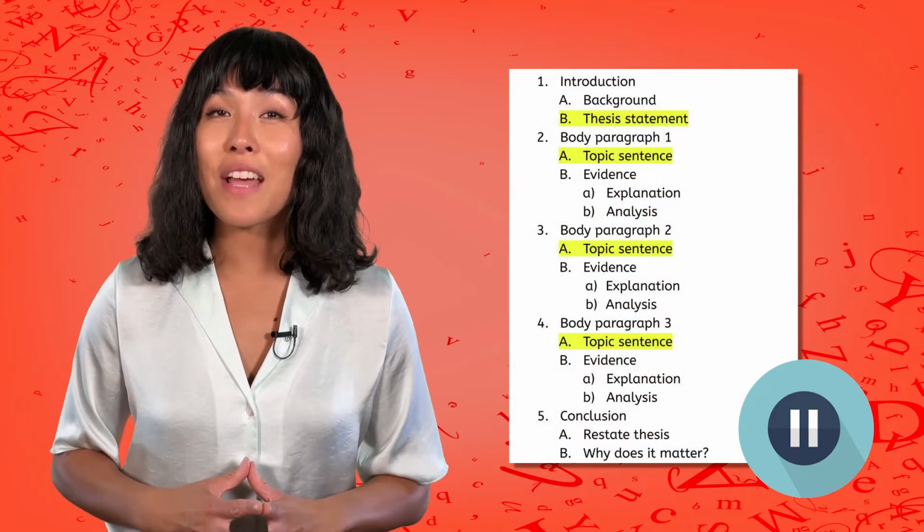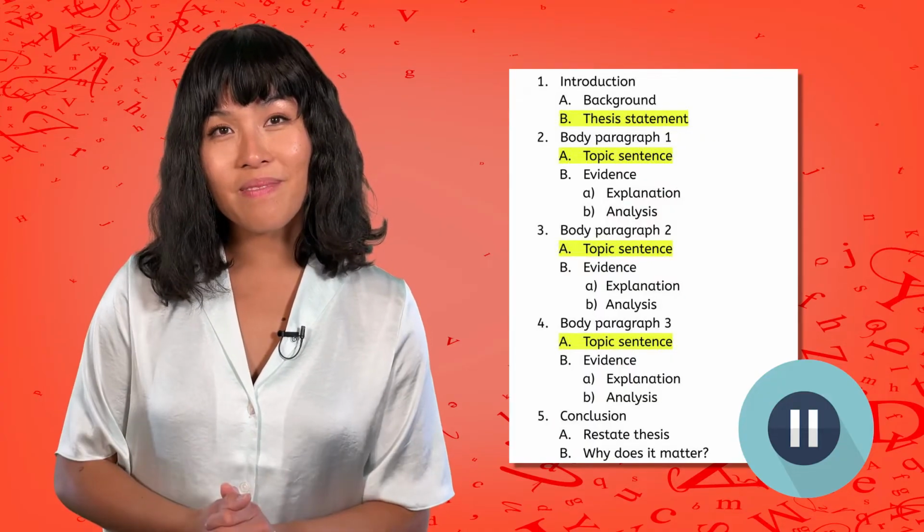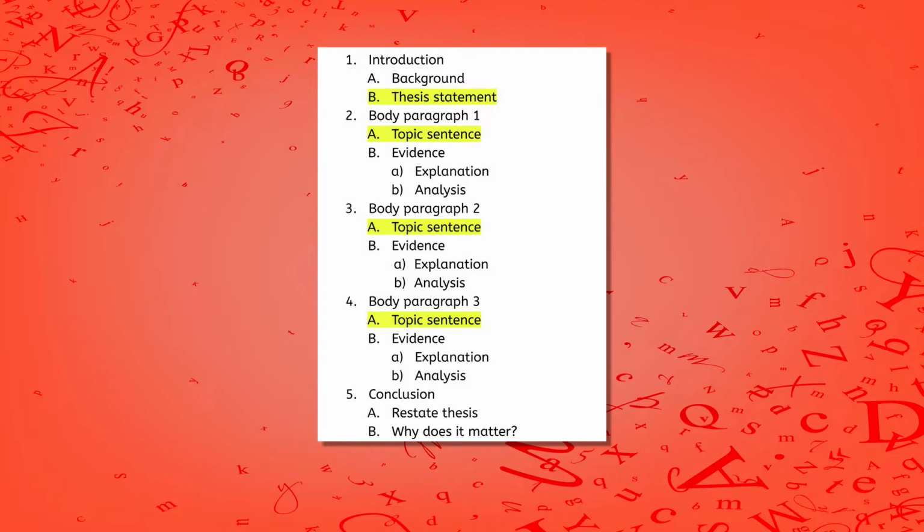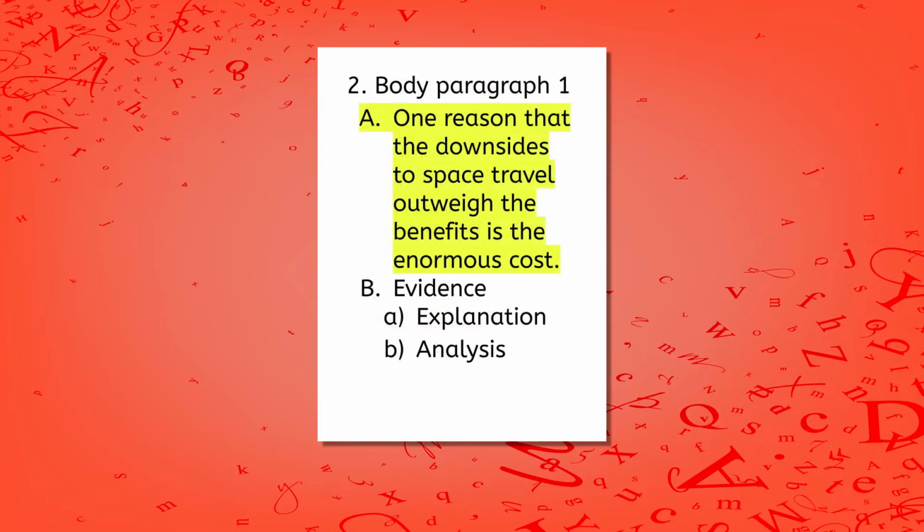Let's focus on developing the first body paragraph. Take a look at the thesis statement on your screen and on your PDF. Pause the video and use the thesis statement to draft a topic sentence for the first body paragraph on your page. We'll return to our old friend, the essay outline, to help us stay focused and organized. If what you wrote is similar to the topic sentence I came up with, you're on the right track. I wrote, "One reason that the downsides to space travel outweigh the benefits is the cost."